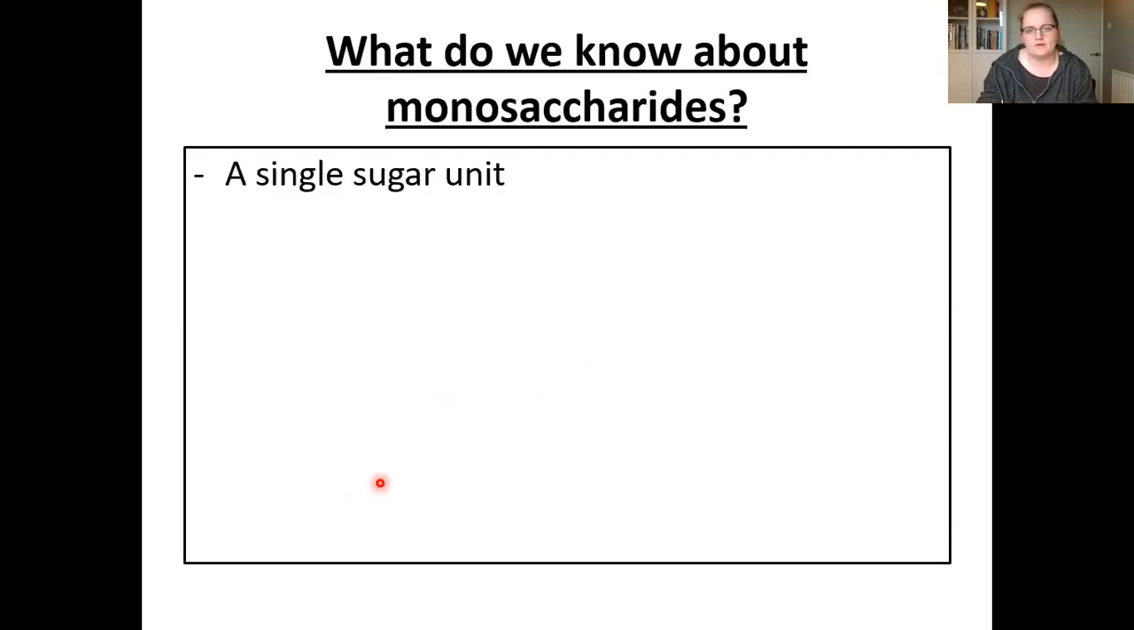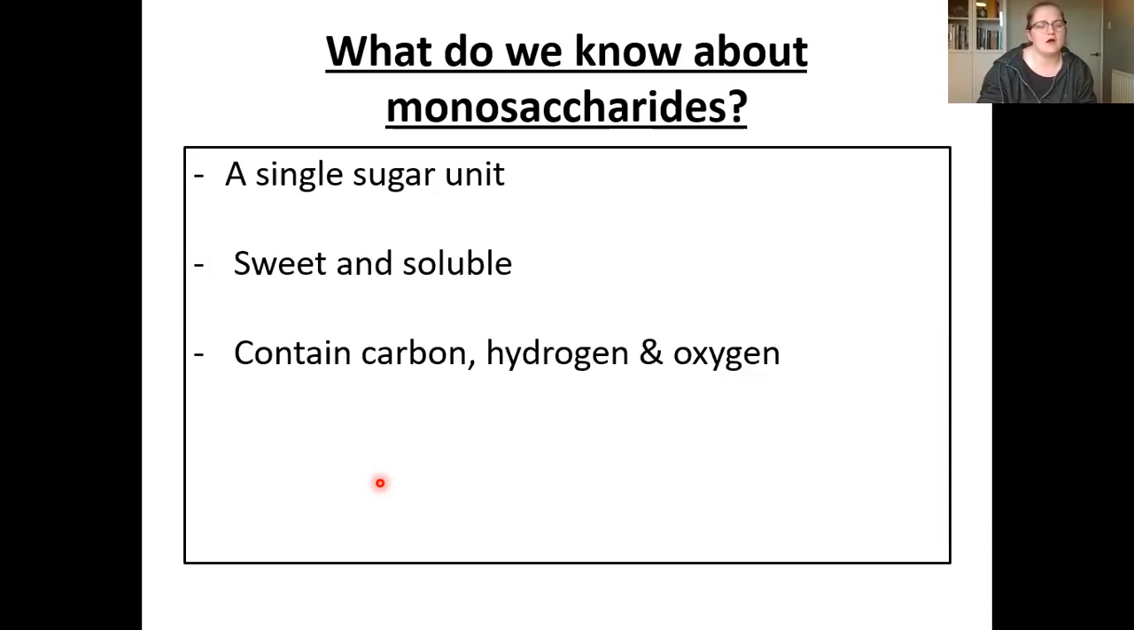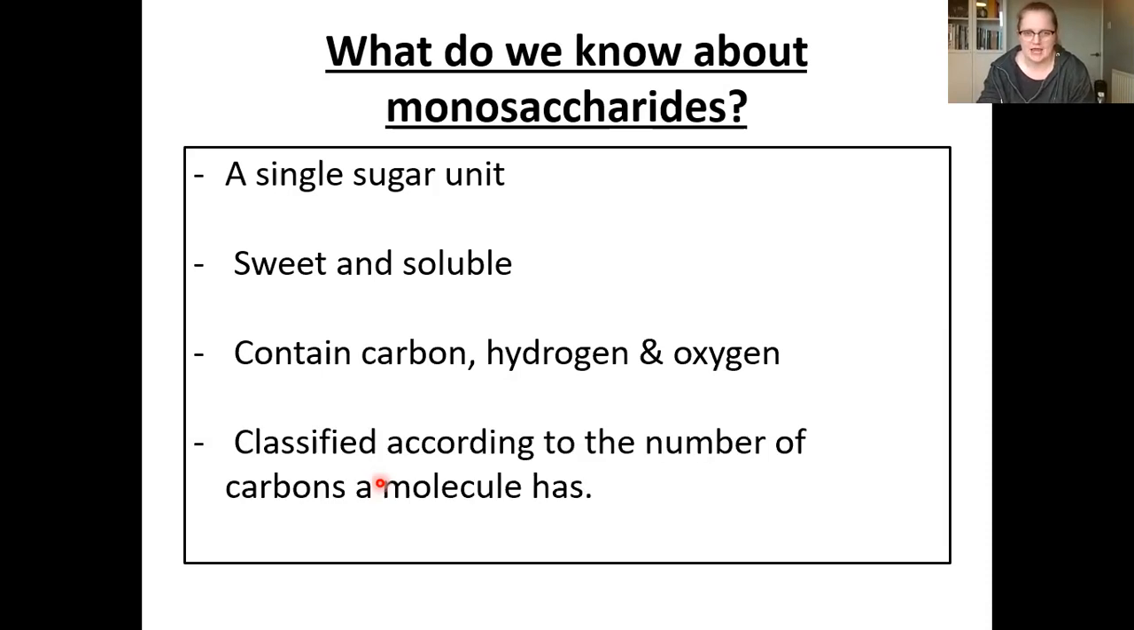So what do we know about monosaccharides? They are a single sugar unit, so they are a monomer. They are sweet and soluble. They contain carbon, hydrogen, and oxygen. And they are classified according to the number of carbons a molecule has. A single sugar unit just means that it's a monomer, and they've got carbon, hydrogen, and oxygen inside of them.